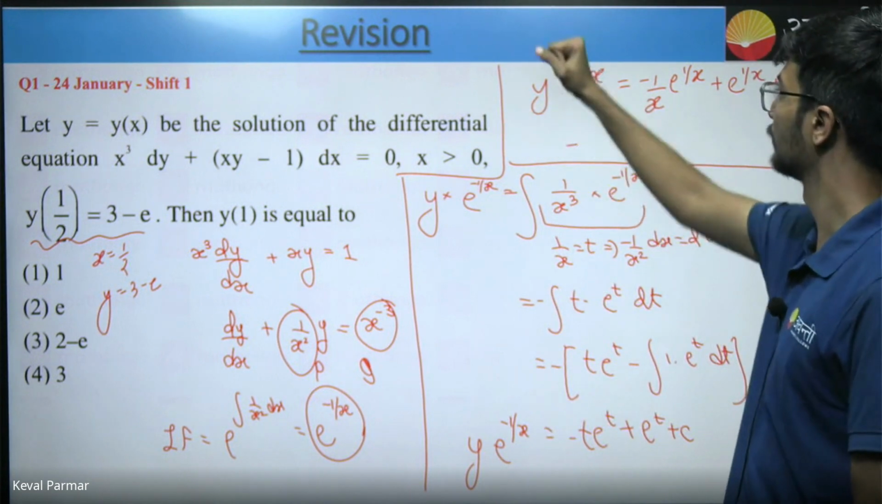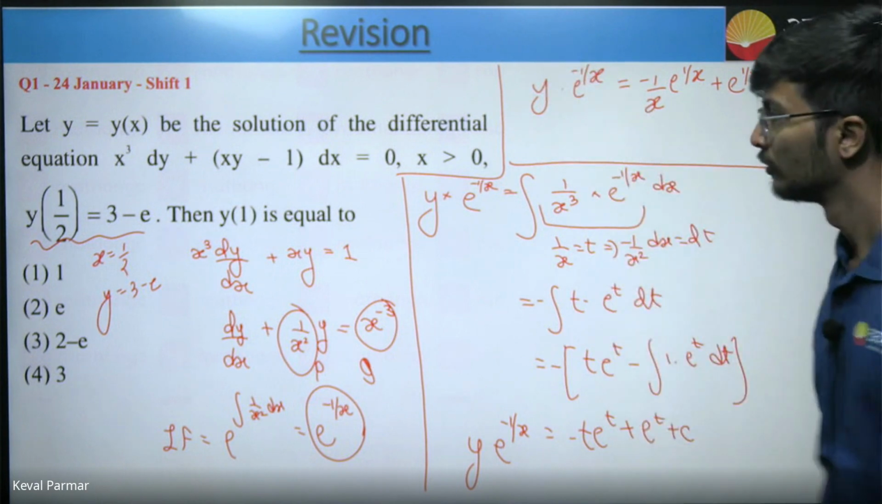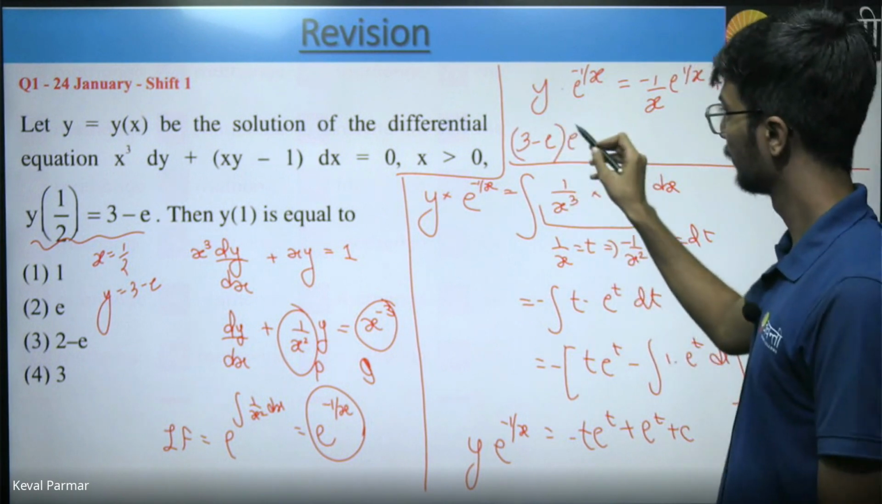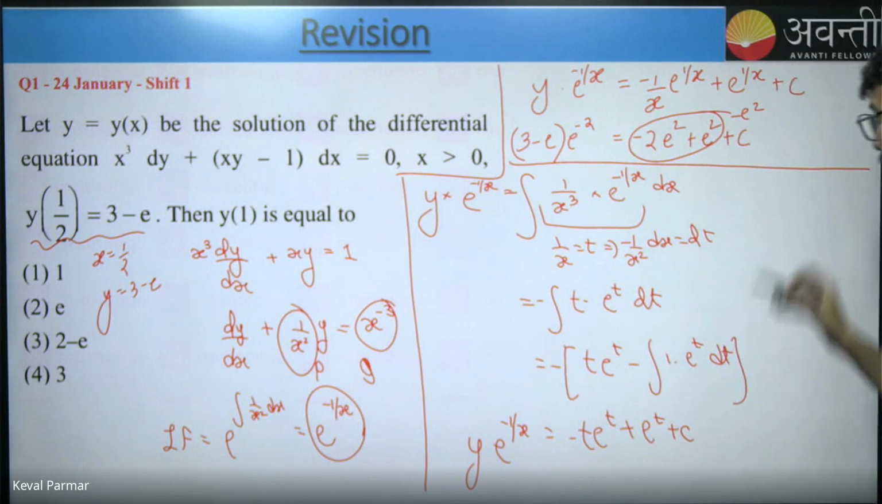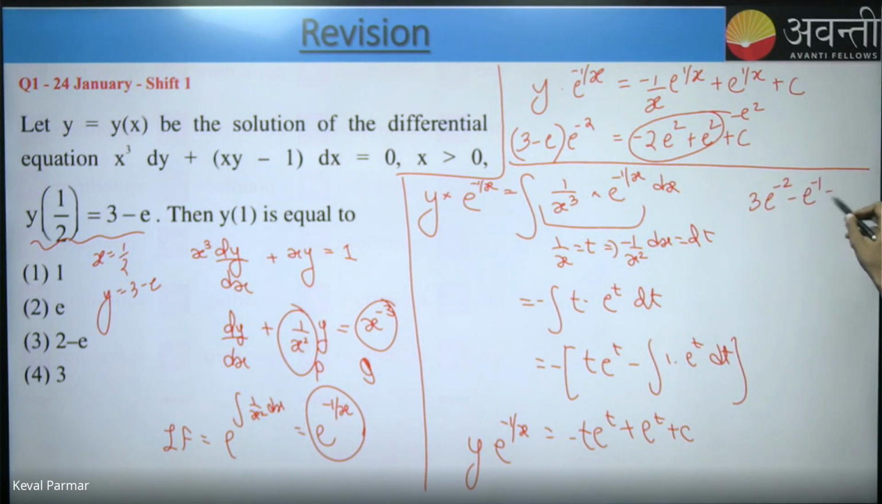Okay. Let's find the value of c again. It is minus 1 by x. So y is 3 minus e into e raised to the power minus 2 is equal to minus 2 e square plus c. So this will become minus e square. So we'll get 3 e raised to the power minus 2 minus e raised to the power minus 1 equals c minus e square. This is basically 3 upon e square minus 1 by e. e upon e square equals c minus e square. 3 minus e upon e square plus e square equals c. Now, is it correct? c is 3 minus e upon e square plus e square.